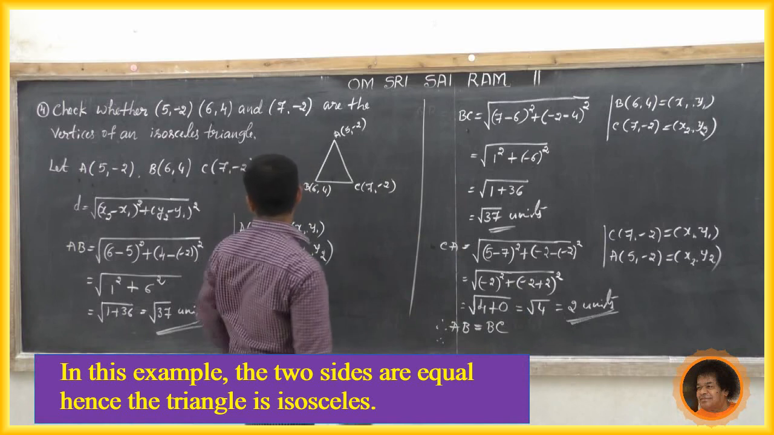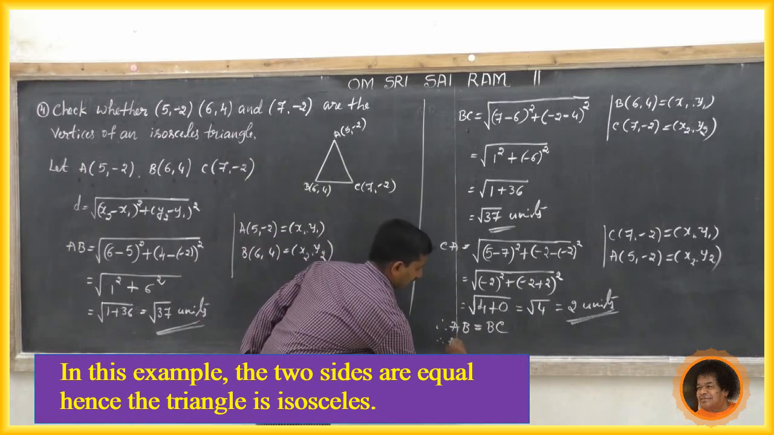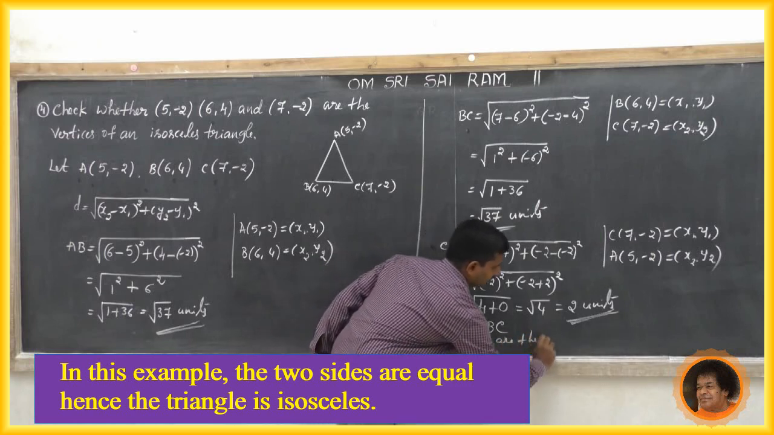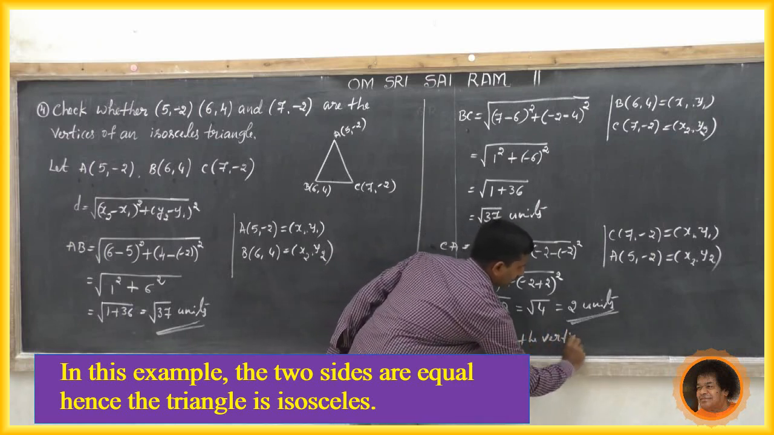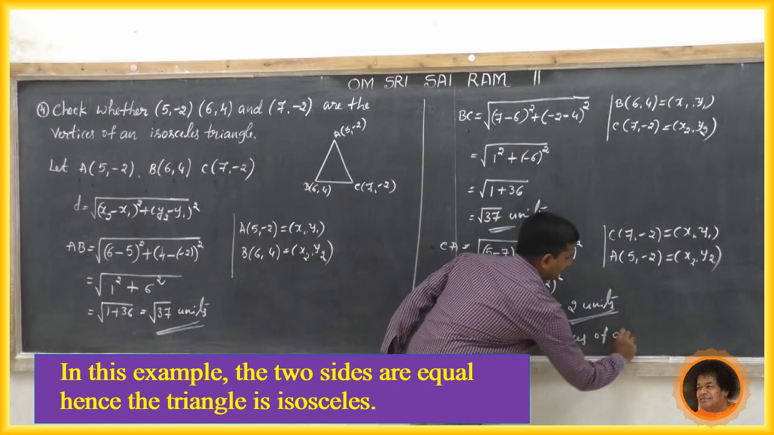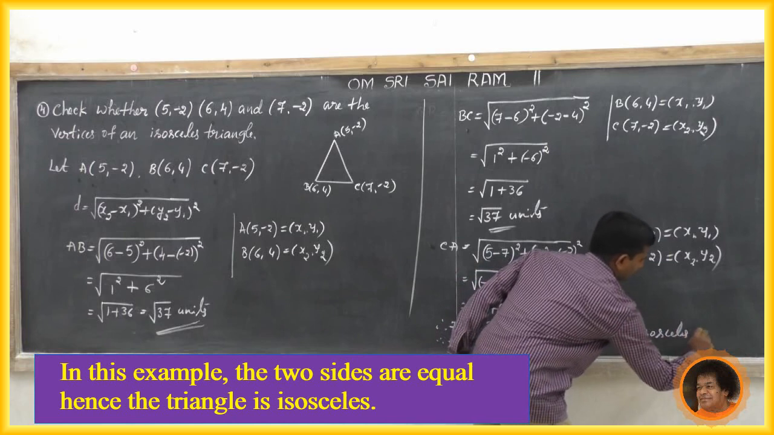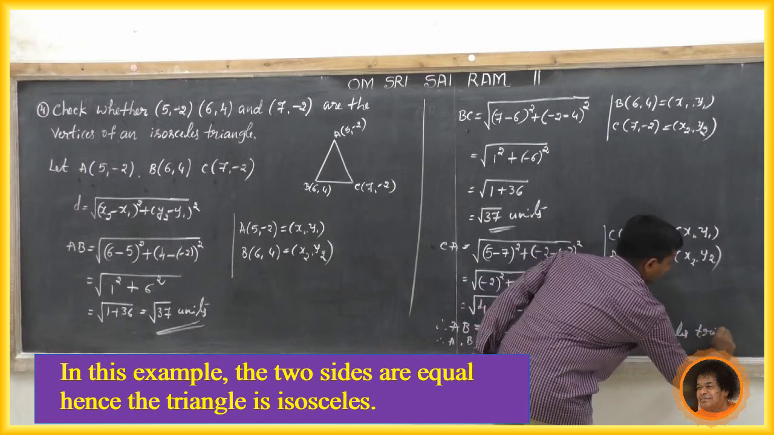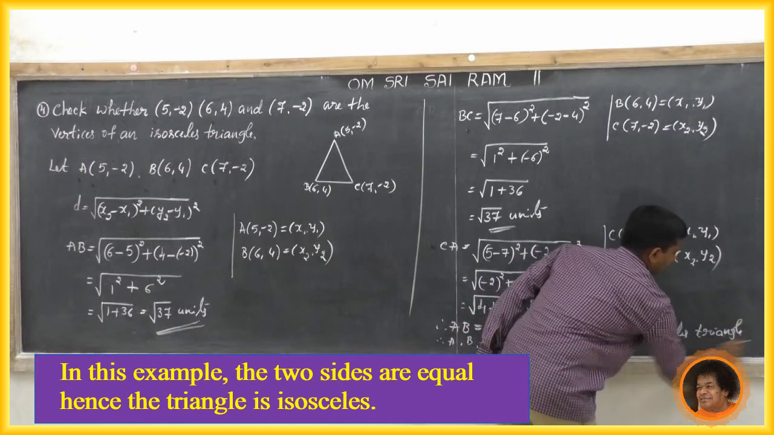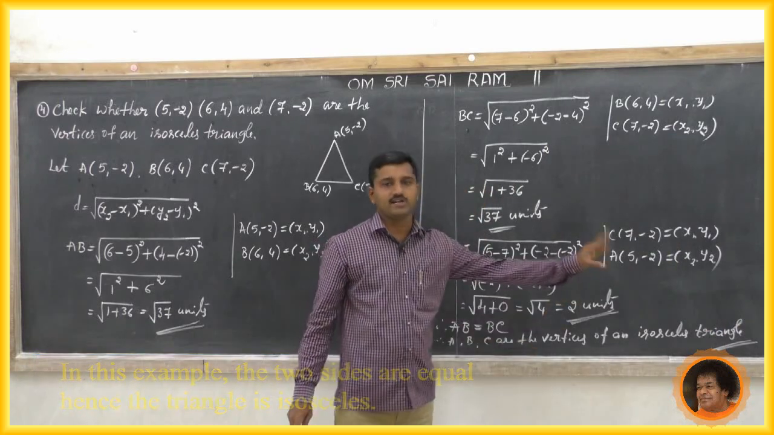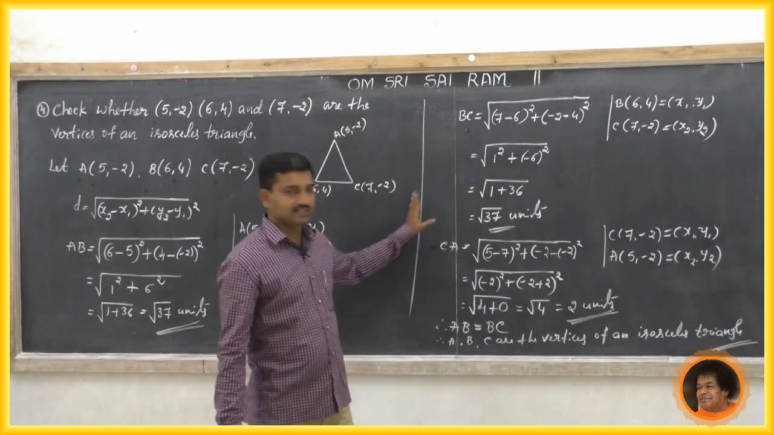The vertices A, B, C are the vertices of an isosceles triangle. So this is our conclusion. If two sides are equal, then it is an isosceles triangle. I think it is clear.